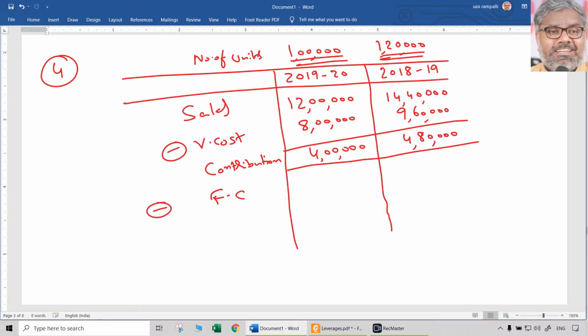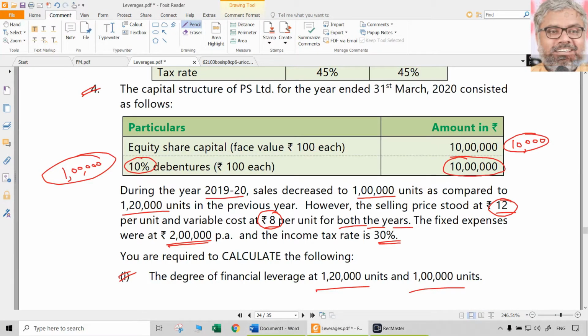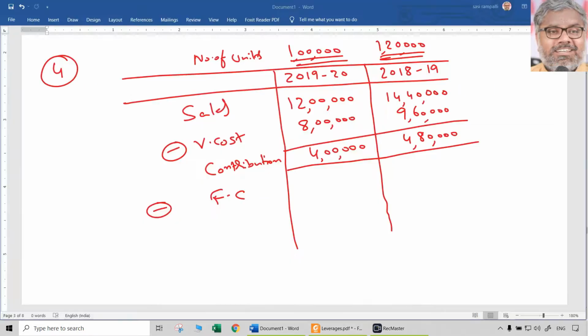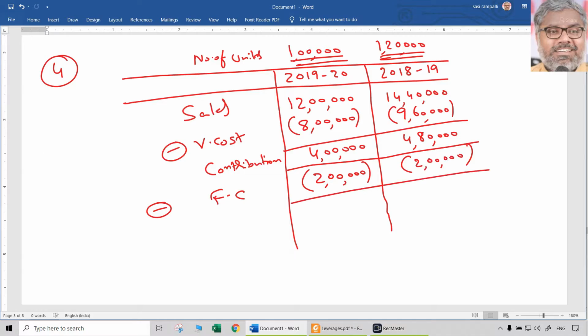From that, fixed cost, we take it out. Fixed cost 2 lakhs was mentioned here. Wherever a deduction is there, better to show it as bracket so that there won't be any mistakes in the calculation. 2 lakhs fixed cost. So naturally, EBIT is how much? 2 lakhs and 2,80,000.